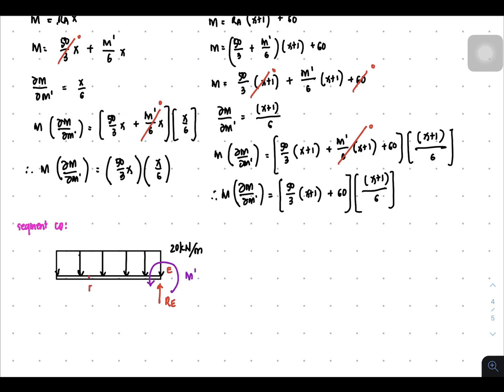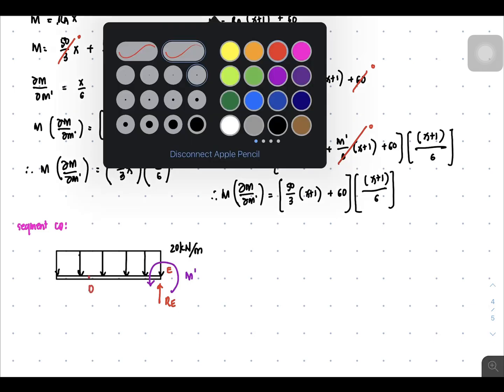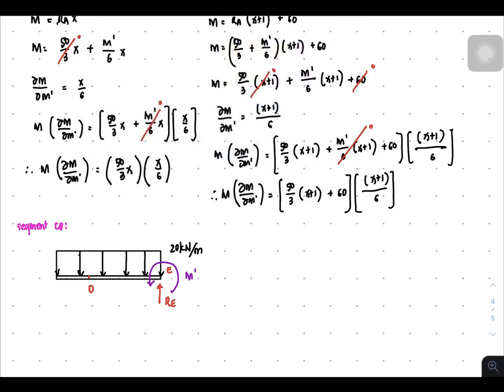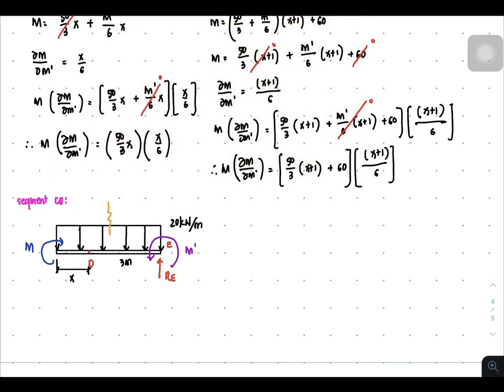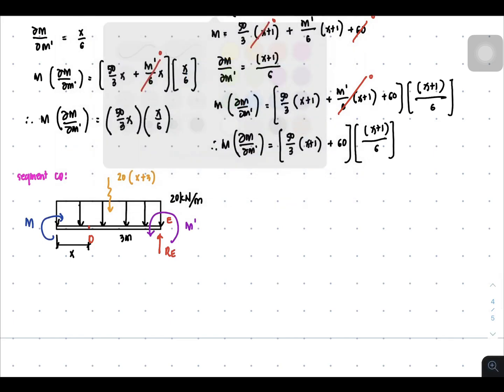Then this is point D, where the distance from D to E is 3 meters, and the distance from D to the point of cutting is equal to x. At the point where the point of cutting is, you have the moment M. And in this case, we can now get the resultant. It's going to be the product of 20 times the distribution length, which is x plus 3.